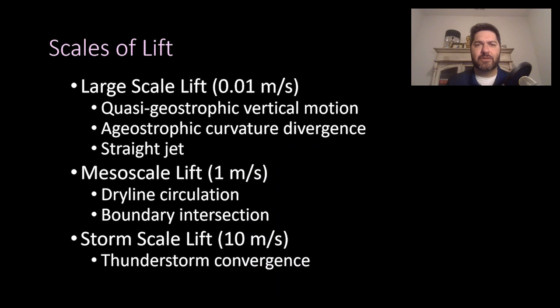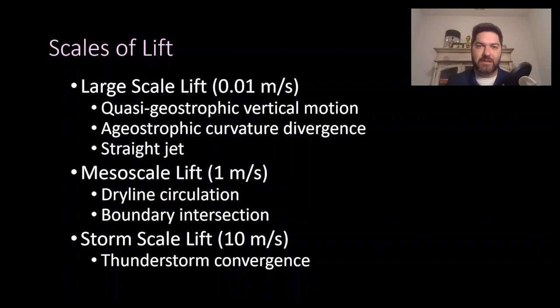Now, I wanted to talk about the different scales of lift. So we're going to talk about large scale lift and mesoscale lift primarily in these next sections. So large scale lift, you can think of the velocity as in the upward direction. You're really talking about a centimeter per second. So really kind of slow motion when you're talking about vertical velocities. The categories of lift sources for large scale lift would include quasi-geostrophic vertical motion, ageostrophic curvature divergence, and you can talk about straight jet theory.